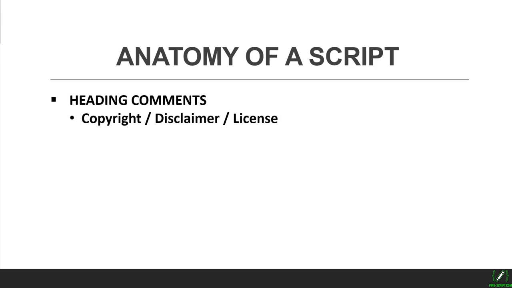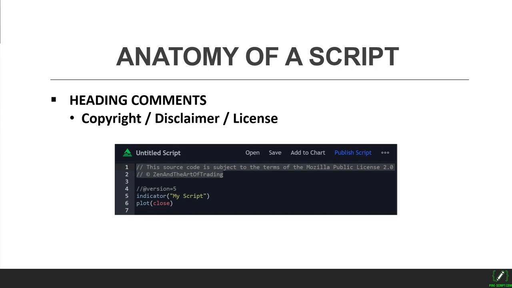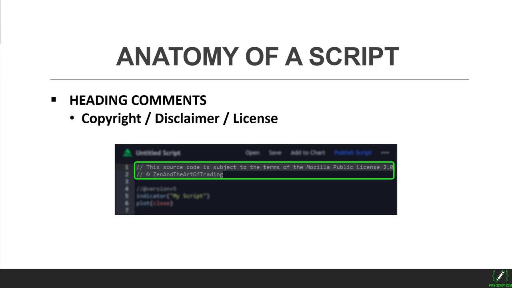This is your copyright, your disclaimer, your license comment. So we'll cover what comments are later in the course, but basically a comment is just a line of code that doesn't get executed. It's purely for human eyes only. It's just for you to leave notes in your script. And one of the comments that are automatically generated when you create a new blank script is your copyright and your disclaimer, or Mozilla Public License. We'll also go over that in a future lesson.